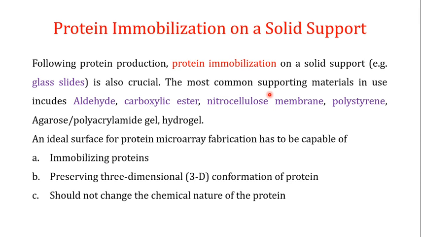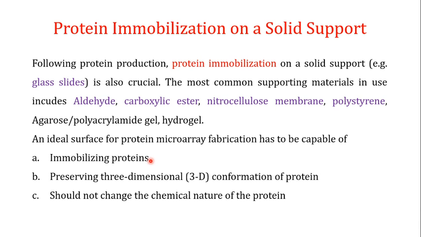Now, the most common supporting materials in use include the aldehyde, the carboxylic esters, the nitrocellulose membrane, the polystyrene, the agarose, polyacrylamide gel, or the hydrogel. What I mean by that is that you will be having a solid support, and on the solid support you will be having these supporting materials which will be used for the immobilization of the protein. Now, an ideal surface for the protein microarray fabrication or immobilization has to be capable of immobilizing the protein. This is the first important property, that a solid support should have the ability to immobilize the protein.